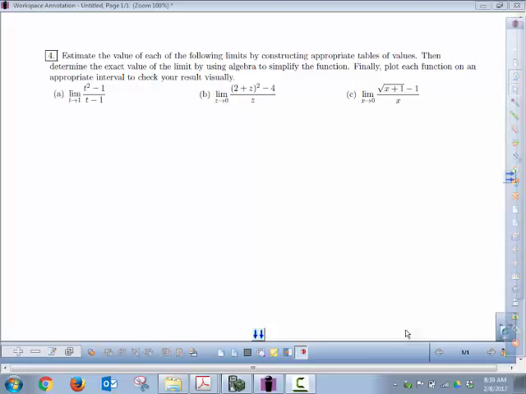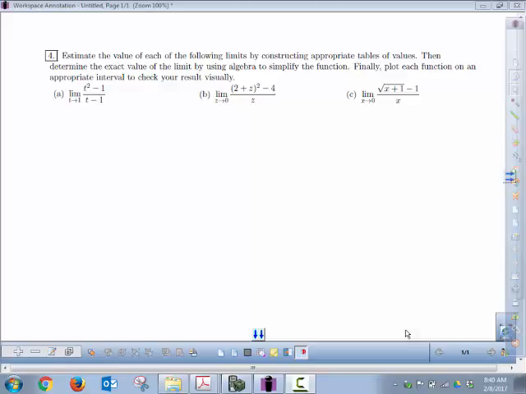limits by constructing an appropriate table of values, then determine the exact value by using algebra. And then we want to plot it. So we're kind of looking at it from the three perspectives that when we study limits: a numerical point of view, a graphical point of view, and an algebraic point of view. And also, if you can describe it in words, that would be great.